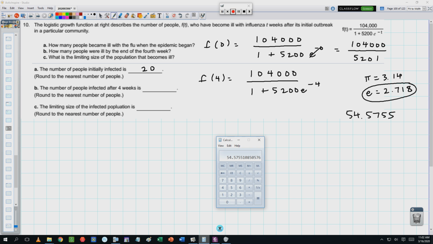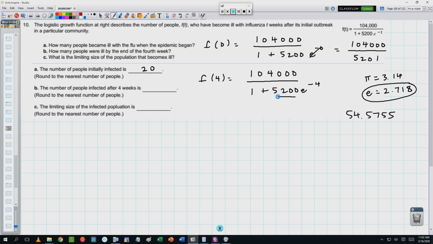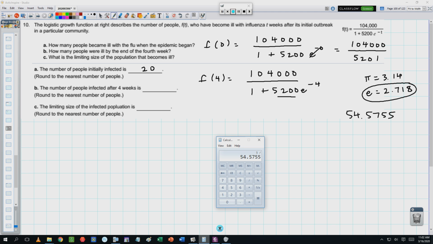Back to my super basic calculator. So I need to make that into a fraction. So I'm going to do 1 divided by 54.5755. That gives me the fraction. I'm going to multiply that with 5200, and then I'm going to add that to 1, and that is the bottom of my fraction. 9.62808.